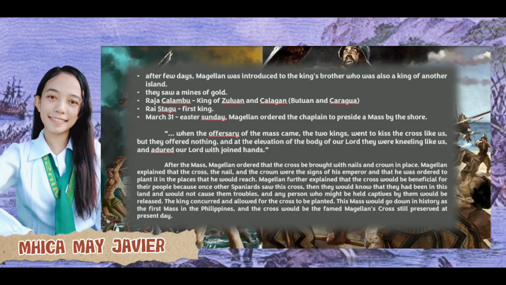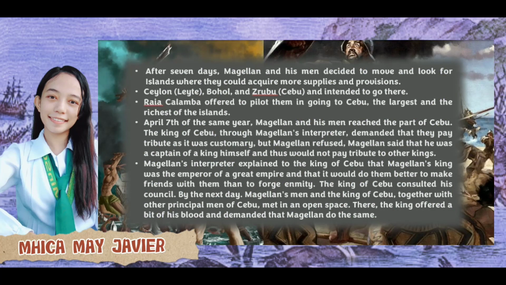This mass would go down in history as the first mass in the Philippines, and the cross, famed as Magellan's cross, is still preserved at the present day. After 7 days, Magellan and his men decided to move and look for islands where they could acquire more supplies and provisions. Ceylon or Leyte, Bohol, and Subu or Cebu, and intended to go there. Raiya Kalamba offered to pilot them in going to Cebu, the largest and the richest of the islands.